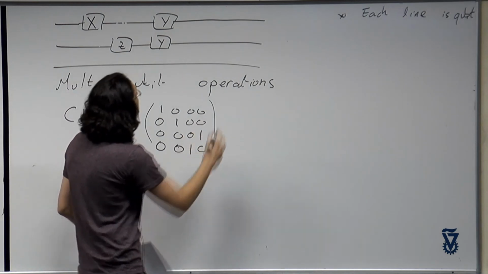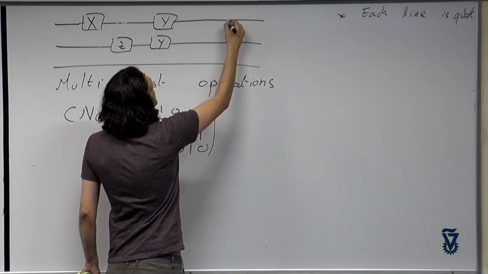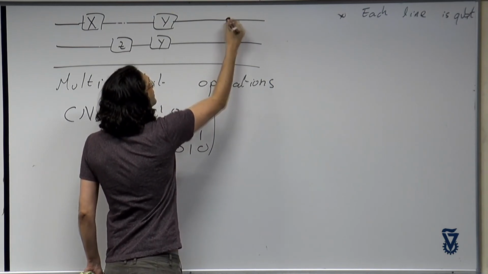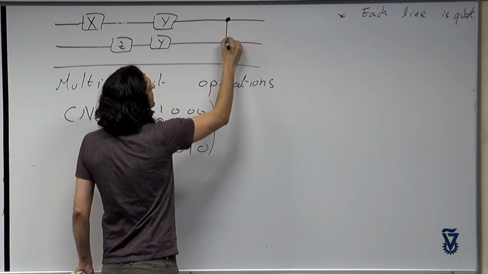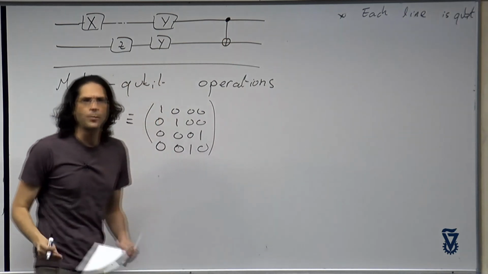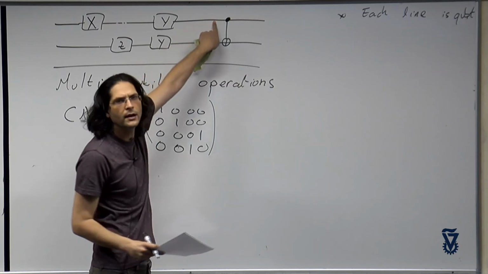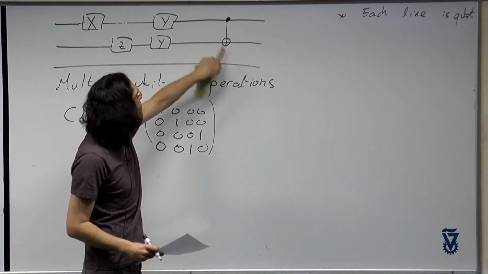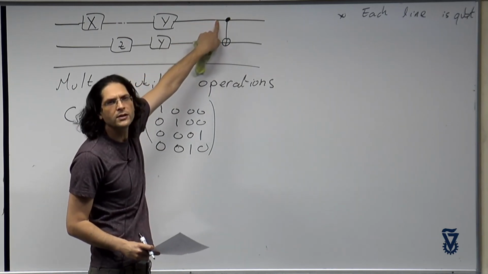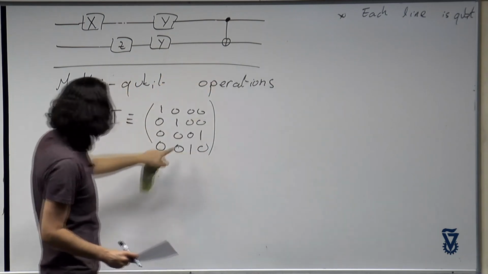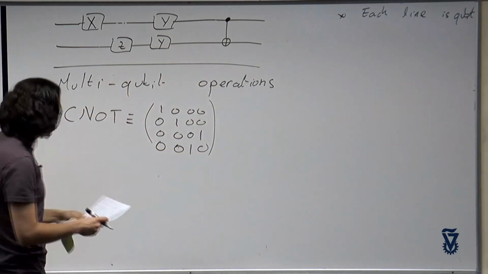The way you draw a CNOT is like this. So this is the control qubit with a little circle dot, and here you have the qubit that's being operated on. So this is your control. If qubit number 1 here is 0, you do nothing to this one. If qubit number 1 is 1, you flip the state of that one. And that's exactly what this operation does.